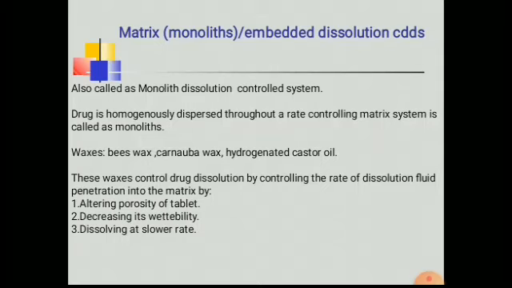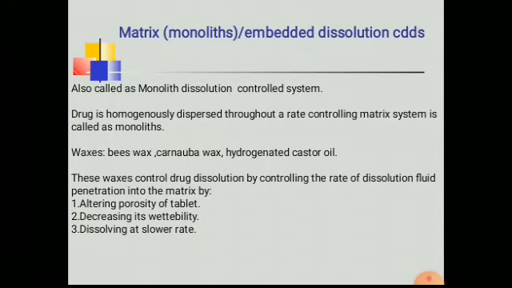Whereas in a matrix system, the drug particle is completely dispersed and mixed with the polymeric solution, and we get a homogeneously dispersed matrix. That is called a monolith. So what is the difference between matrix and encapsulation? You can write this. In encapsulation, only the outer layer of the drug particle is coated with the polymeric solution, but in a matrix system we observe homogeneity and we cannot differentiate the coating layer or polymeric layer from the drug layer.